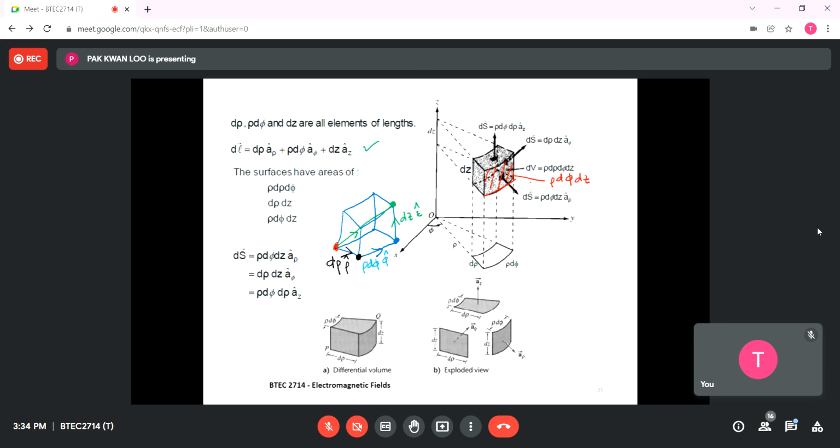And as I have mentioned just now, we associate the differential surface with a direction. So how do we identify the direction? It is the direction that is perpendicular to the surface. So the vector which is perpendicular to the surface is phi cap. Yeah, the unit vector phi cap. Okay.